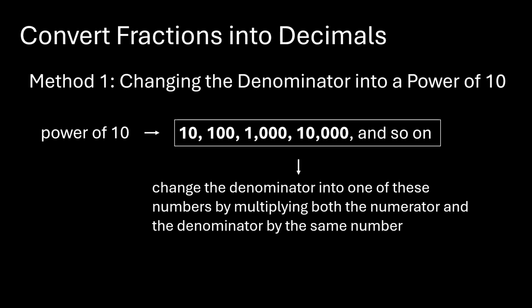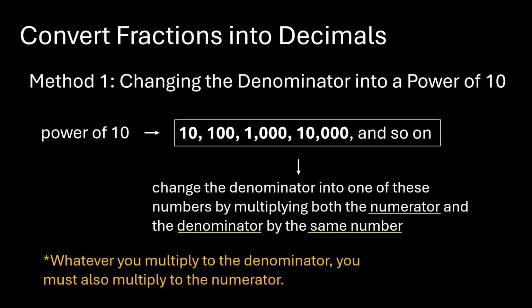First, change the denominator into 10, 100, or 1,000 by multiplying both the numerator and the denominator by the same number. Always remember this important rule. Whatever you multiply by the denominator, you must also multiply by the numerator. Why? Because we want the fraction to remain equivalent, which means its value does not change. Once the denominator becomes a power of 10, converting it into a decimal becomes much easier.